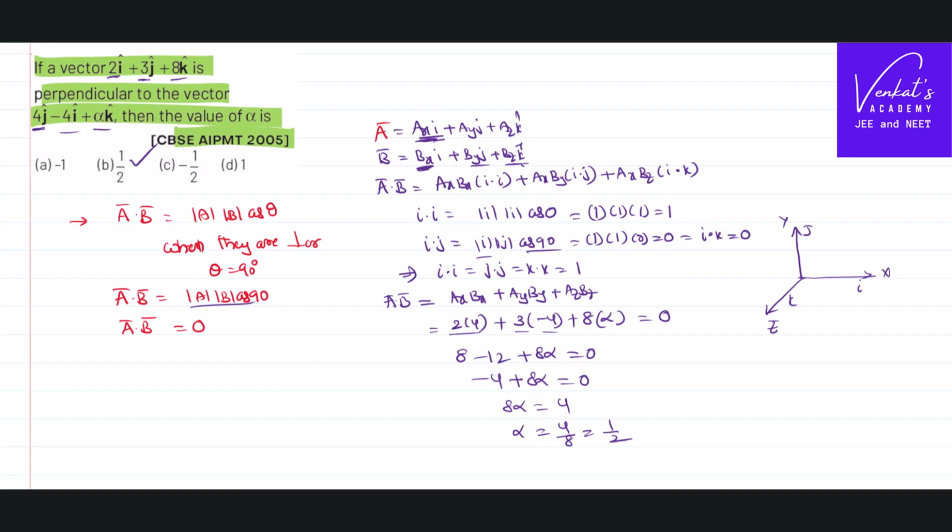While solving the problem, we have learned a very important thing: how do you find the dot product of two vectors? A dot B is this formula, Ax Bx plus Ay By plus Az Bz. One more important thing we have learned is that when two vectors are perpendicular, their dot product becomes 0. These are the two important lessons that we shall learn from this problem.